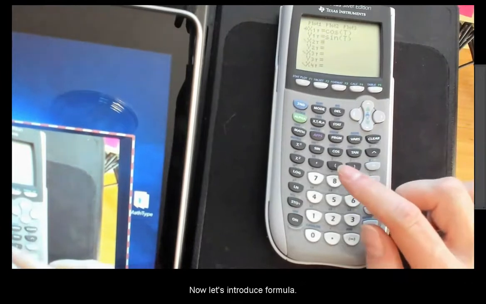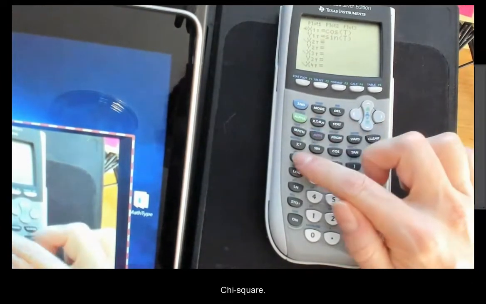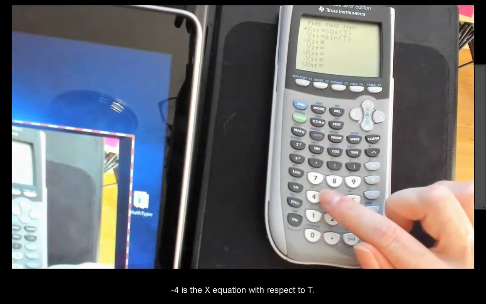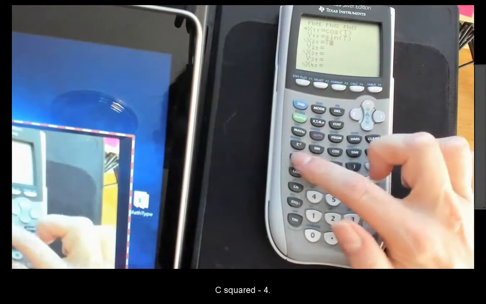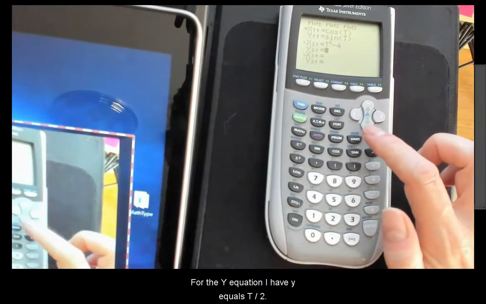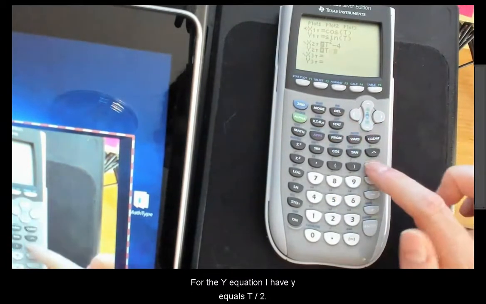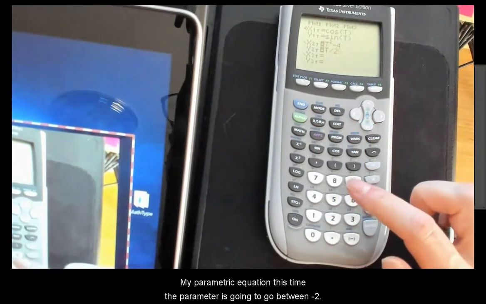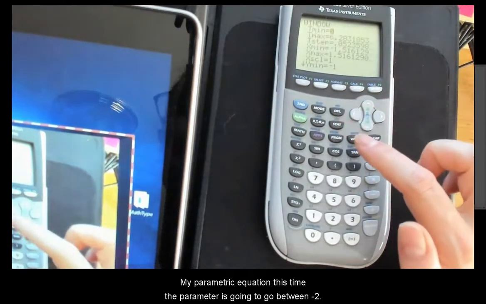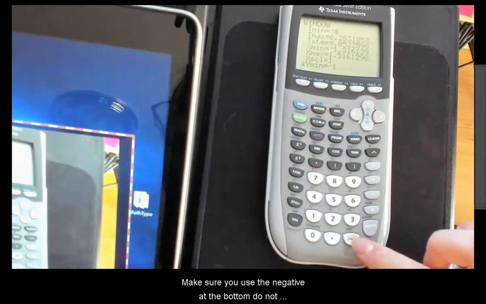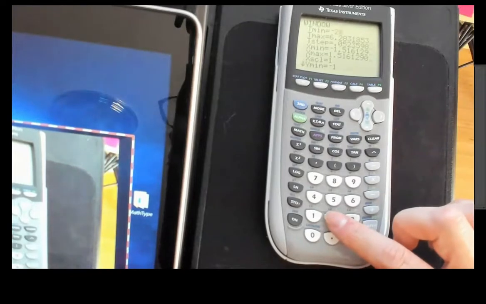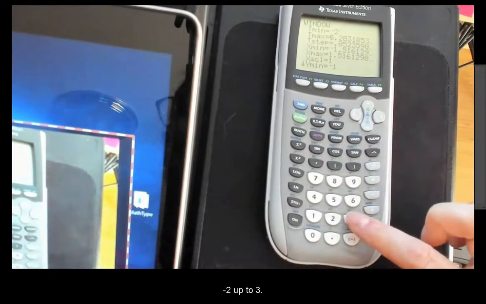Now let's enter the formula we're looking for. T squared minus 4 is the x equation with respect to t. T squared minus 4. For the y equation, I have y equals t divided by 2. For my parametric equation, this time, the parameter is going to go between -2. Make sure you use the negative at the bottom. Do not substitute a minus in place of it. -2 up to 3.